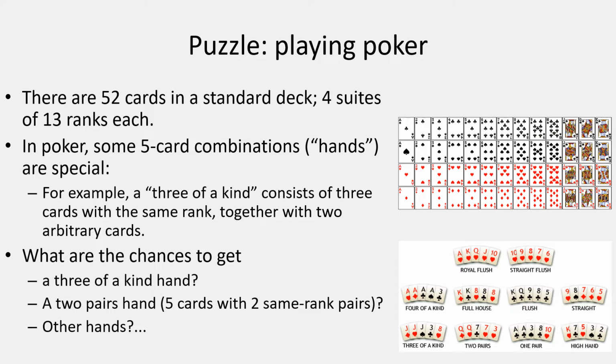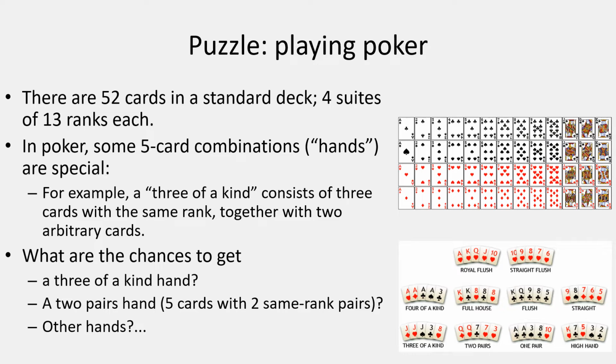And one of the very natural questions is, what are the chances to get combinations of cards of different kinds that they call hands? So for example, a 3 of a kind is when you have 3 cards with the same rank and 2 other cards with other ranks.